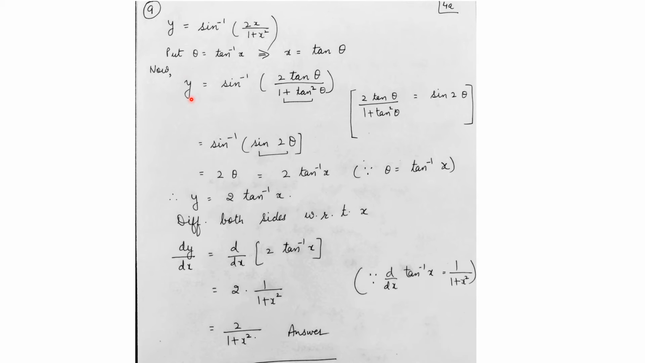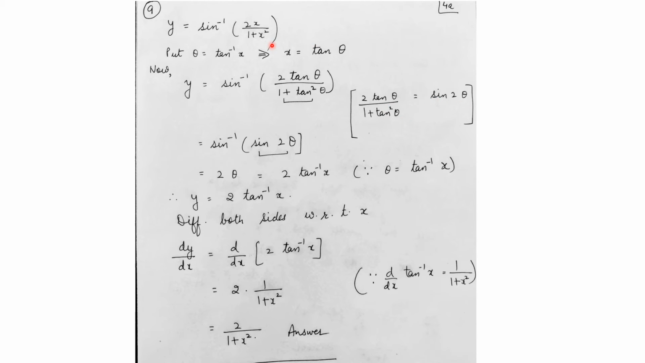So you will get y is equal to sin inverse, bracket starts. Wherever x is written, please put tan theta. Very simple. You will get 2 tan theta whole upon 1 plus tan square theta. So this question has been reformulated in the form of tan. Now we know the formula 2 tan theta upon 1 plus tan square theta is equal to sin 2 theta.